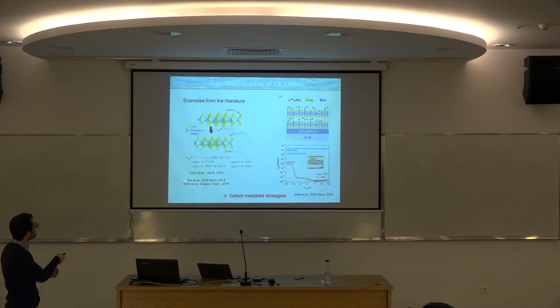This actually has been recently revisited in this paper, if you want to know more about this, where the claim is maybe not as simple as it is. Maybe it's just dimerization of the reactants on the surface.